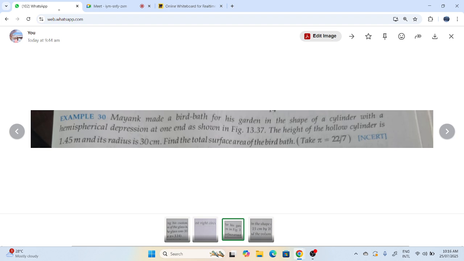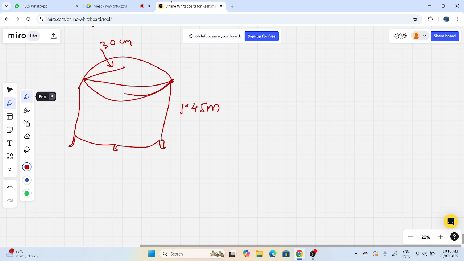Ma'am, could you show the figure once, please? This is the figure, but if we understand, he made a bird bath for the garden in the shape of a cylinder with a hemispherical depression at one end. And it's a hollow cylinder. Hey, this is easy, right?